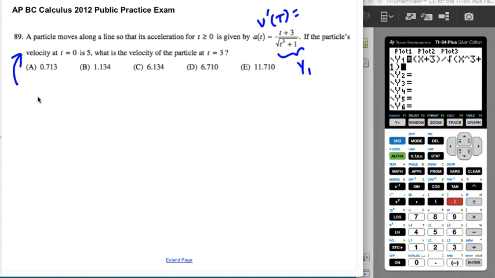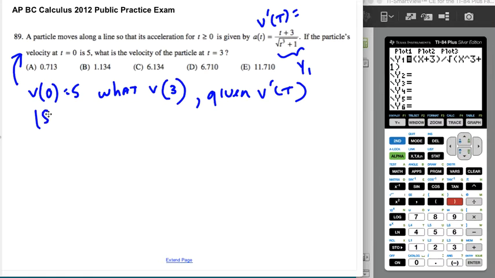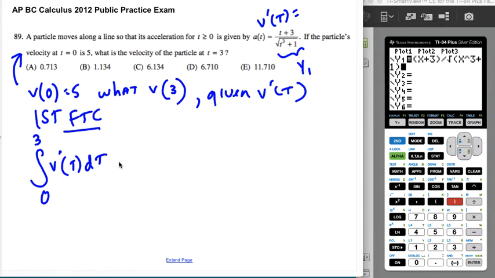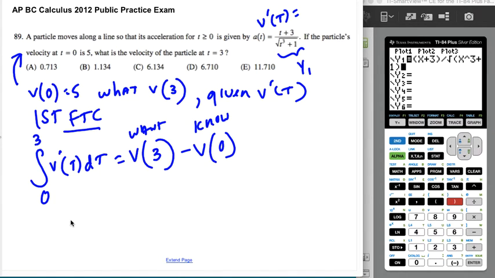So if I know v of 0 is 5, and I seem to want v of 3, and I was given v prime of t, this is definitely a first fundamental theorem of calculus question, because if you integrate v prime of t with respect to t from the t value that you know to the t value that you want, I'm going to get v of 3, which is the thing I want, minus v of 0, which was a thing that I know. So I add the v of 0 over, and I'm going to get that the answer I want is v naught, or v of 0, either way, plus the integral from 0 to 3 of v prime of t dt, right?